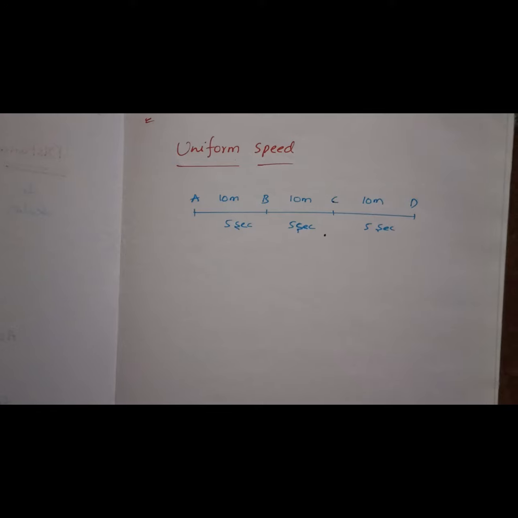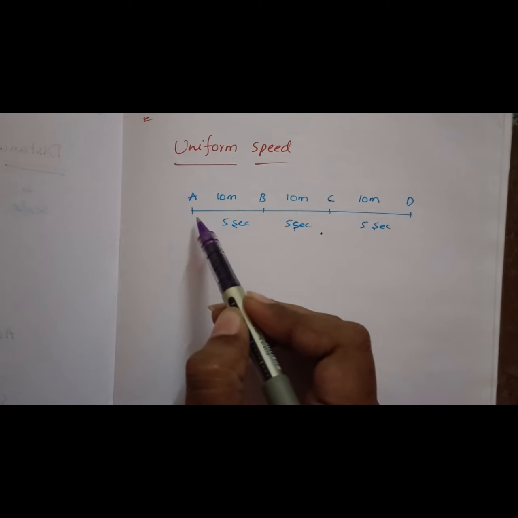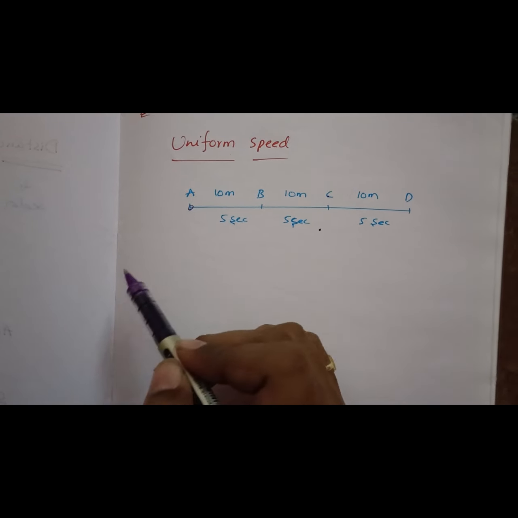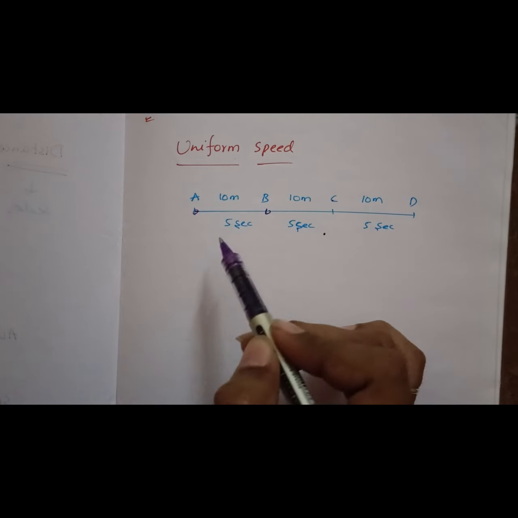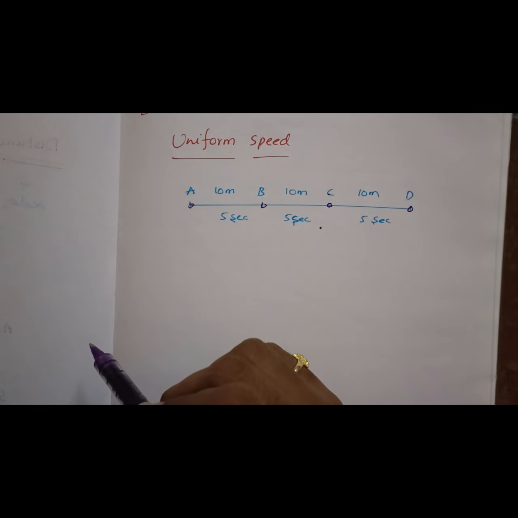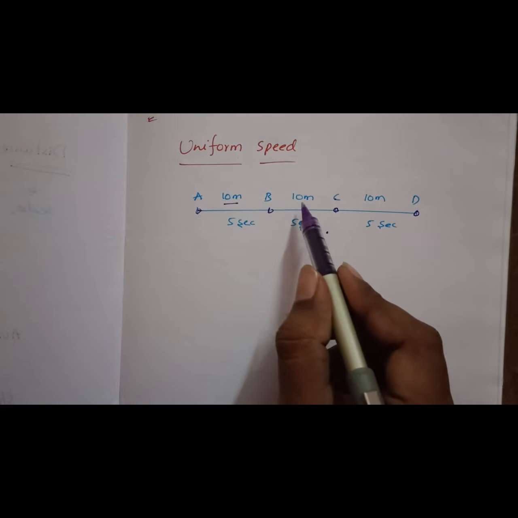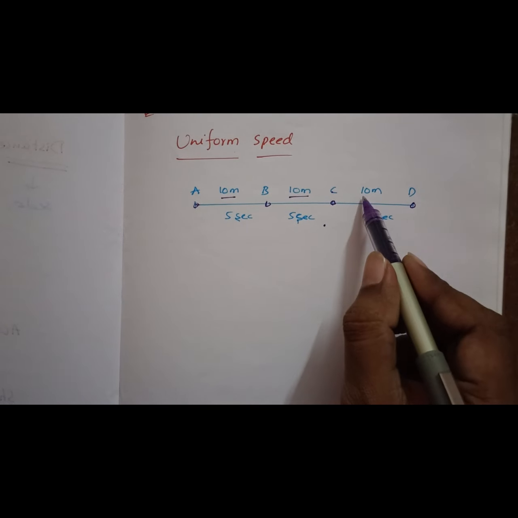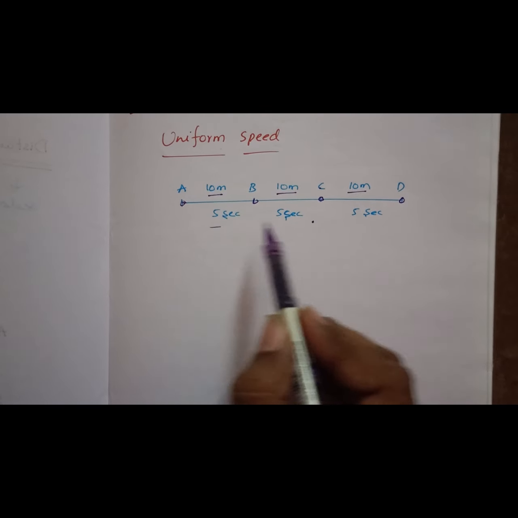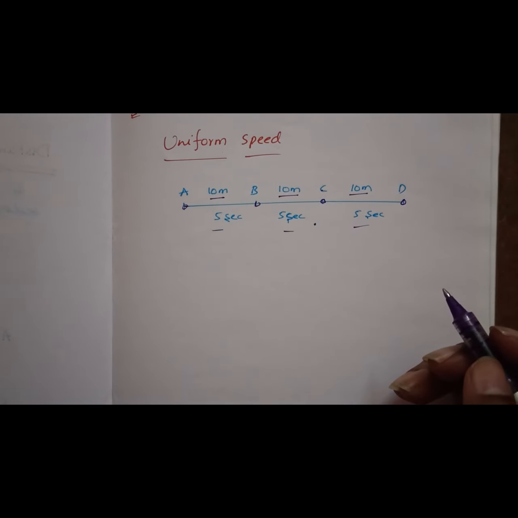Next, uniform speed. If a body, any vehicle, starts from point A, travels to B, then to C and to D. A to B it traveled 10 meters, B to C 10 meters, C to D also 10 meters. And every time it took to travel the 10 meters is 5 seconds.